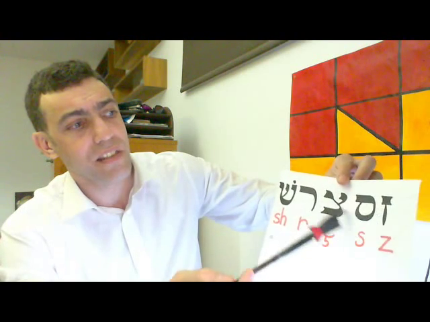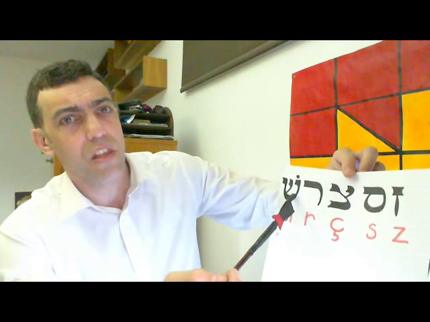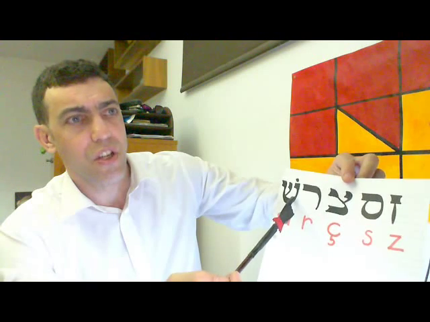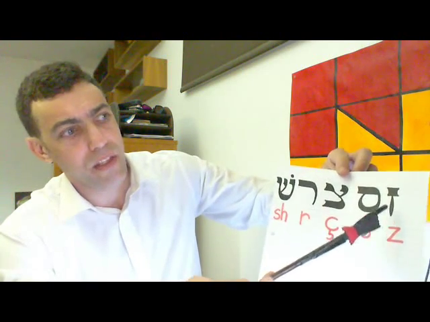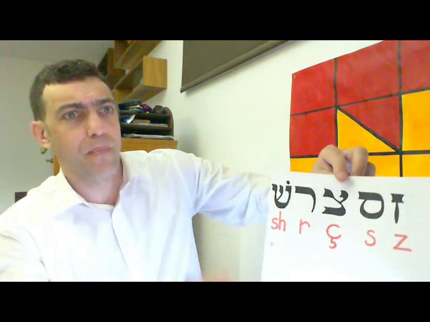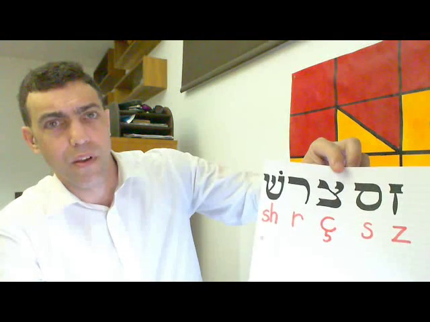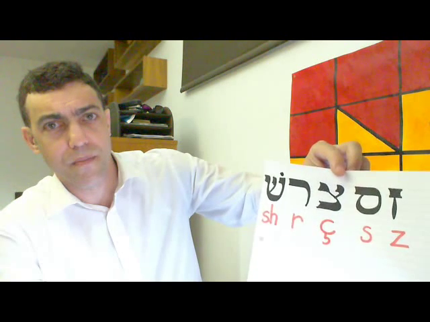So zastsr, zastsr. And this here is a sh sound, also involving our teeth. So zastsrash is how we remember these. Zastsrash. So press the pause button, write these down with the transliteration underneath.